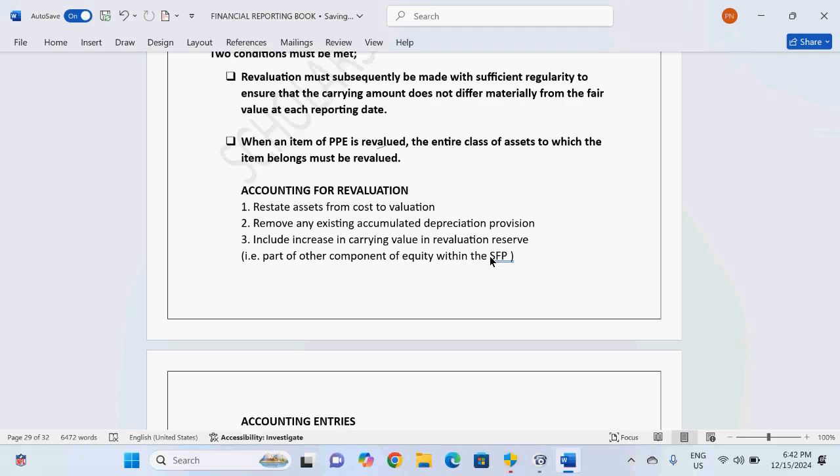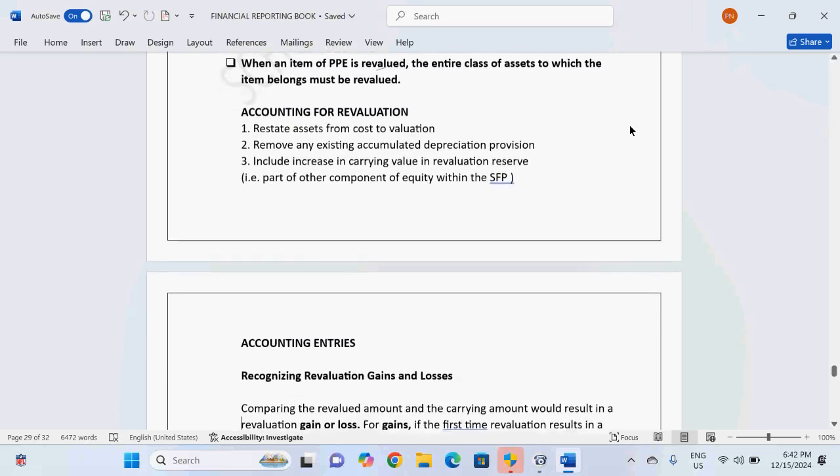Whenever we are doing revaluation, we will compare the revalued amount with the cost of the assets, and the difference would either give us an increase or a decrease. When it's an increase, that will go to the revaluation reserve or the surplus. That is part of the other comprehensive income.